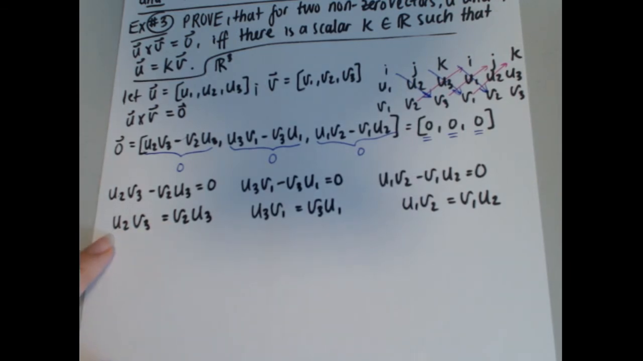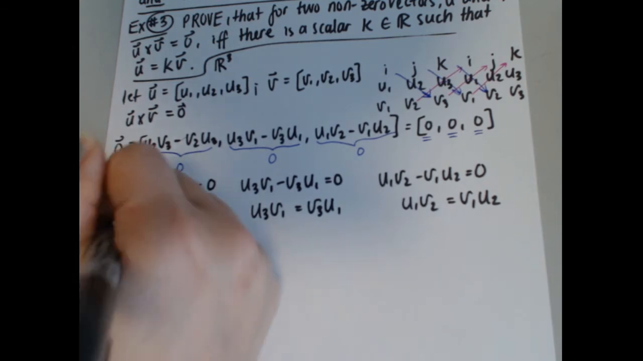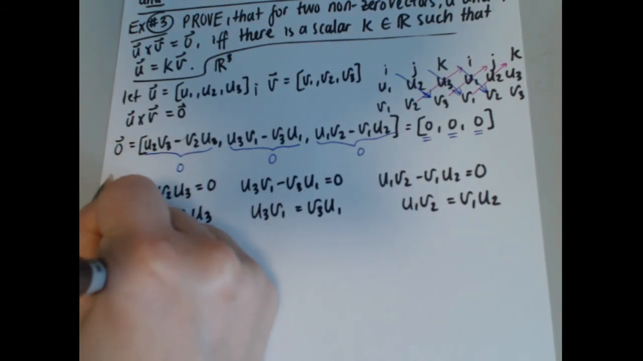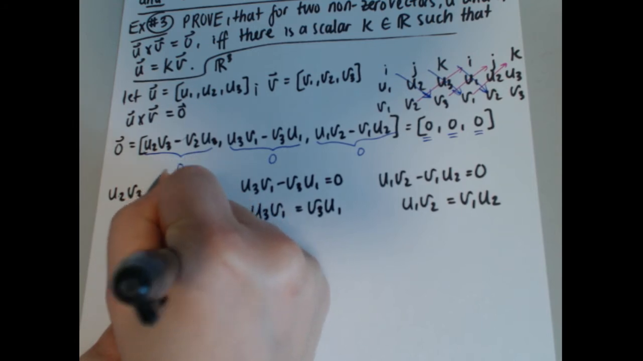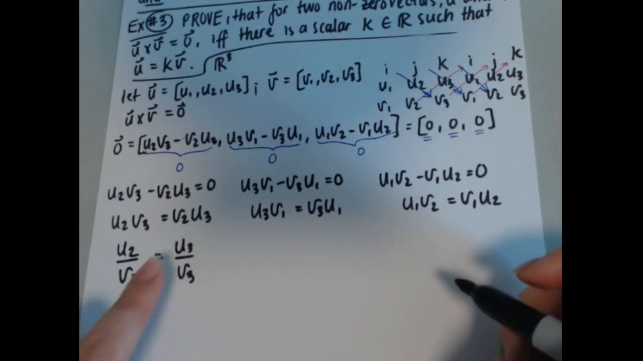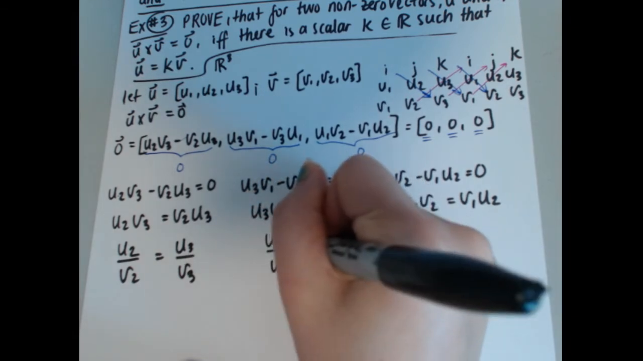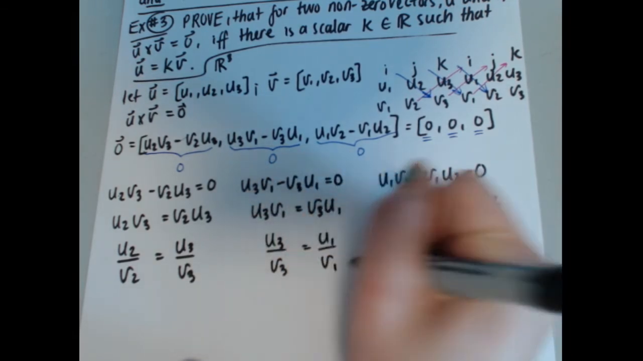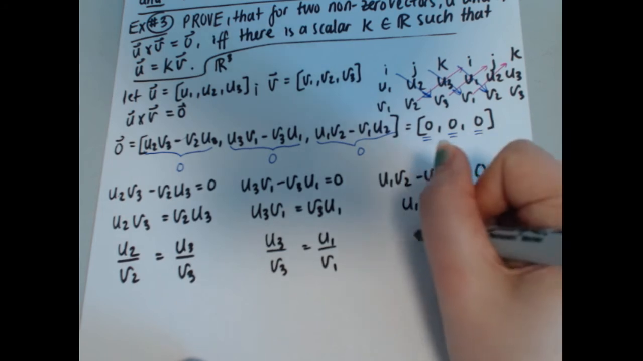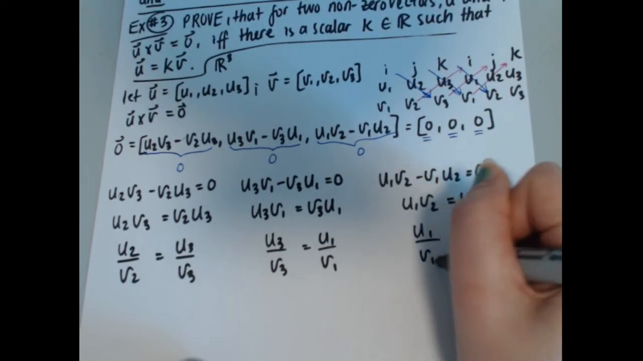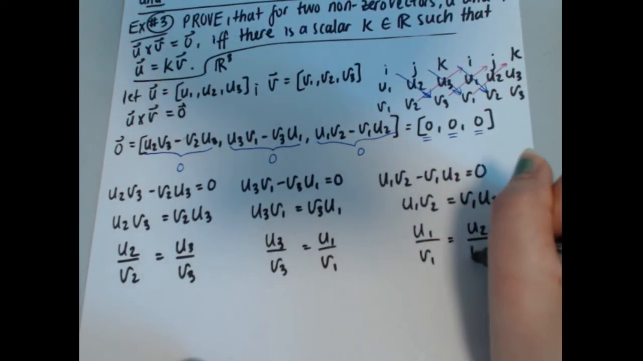Okay, so in order to do that, I have to write it as a quotient. So I'm going to write u2 over v2 equals u3 over v3. And on this middle piece, I'm going to have u3 over v3 equals u1 over v1. And finally, that last piece, I'm going to have u1 over v1 equals u2 over v2.